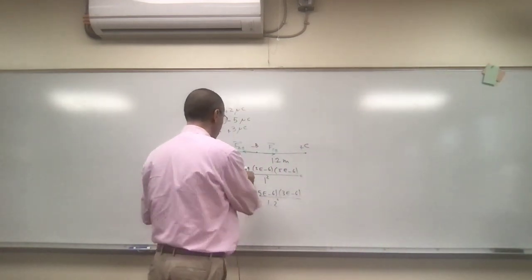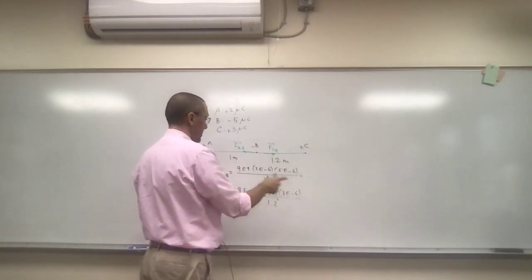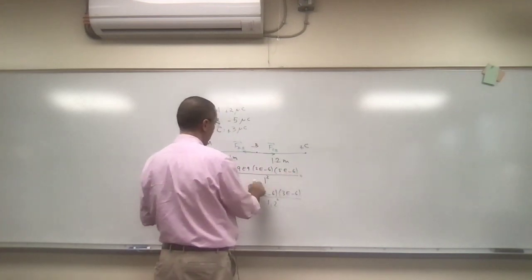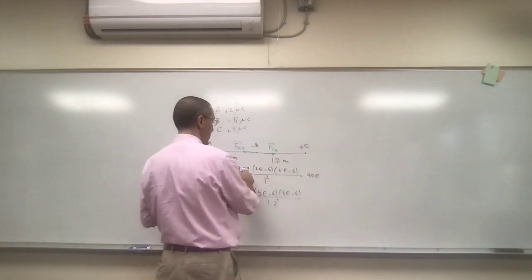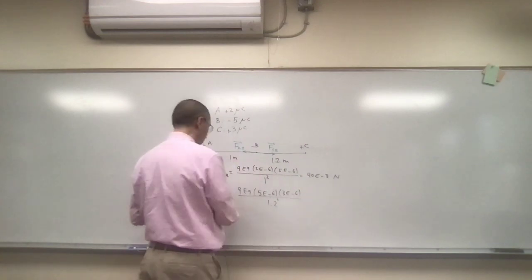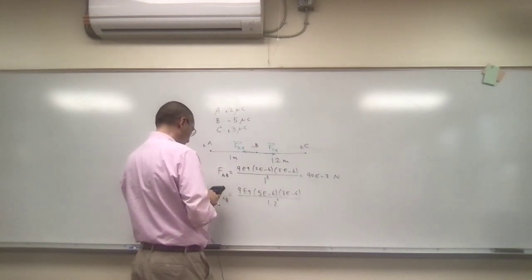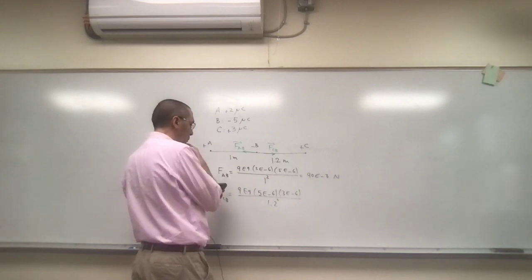Well, I think the top we can do quickly. So that's 18 times 9 is 90. 90, we're going to divide by 1 squared, so 90 e to the negative 3 newtons. Okay, F_CB is going to be 9 e 9 times 15 e negative 12 divided by 1.2 squared.